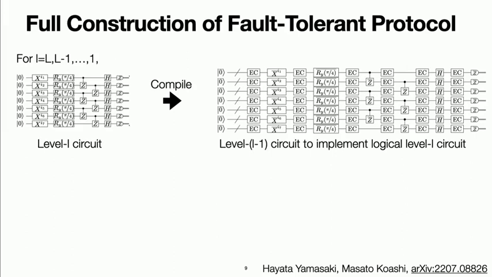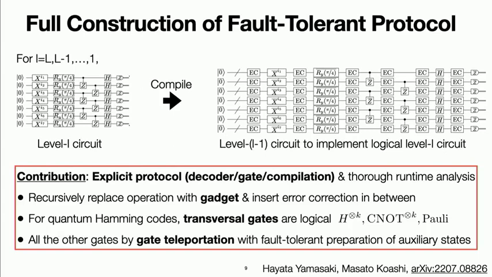Using this decoder, we also give a full explicit construction of the overall fault-tolerant protocol. As in the conventional protocol, the protocol recursively compiles the level-L circuit. Starting from the original circuit, the protocol recursively compiles a level-L circuit into a level-(L minus one) circuit to implement the logical level-L circuit, iteratively until we obtain the level-zero circuit, which is a physical, fault-tolerant circuit. Our contribution here is the full explicit construction of the protocol, including the decoder, gates, and how we compile the circuits, and we also give a thorough analysis of runtime.